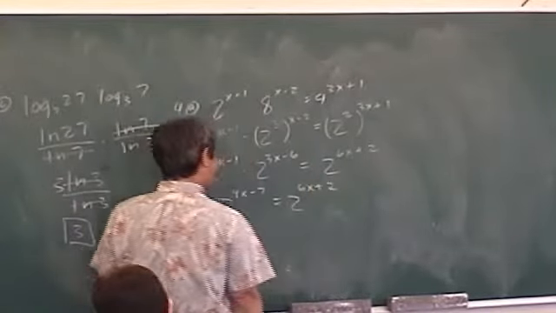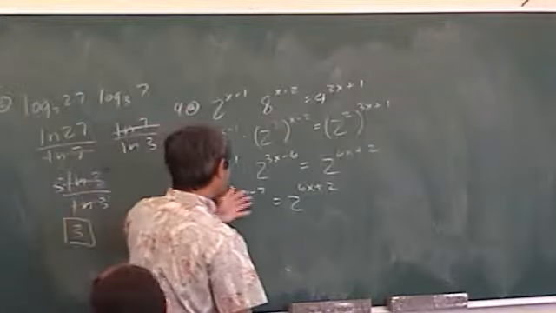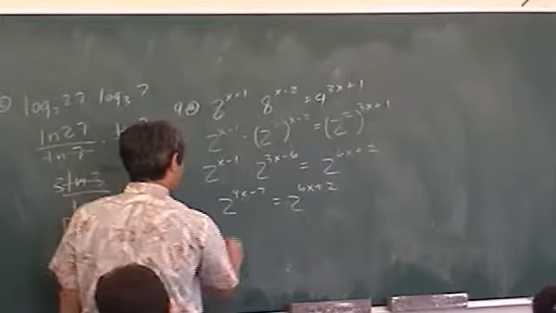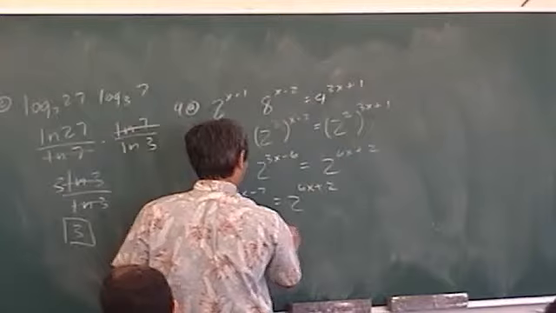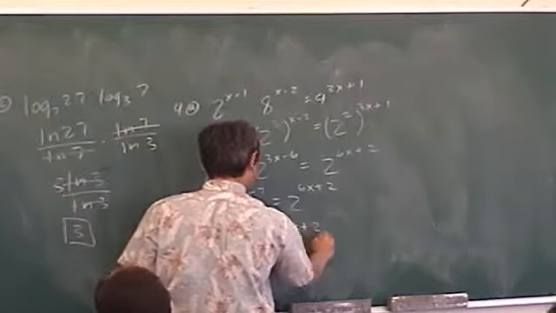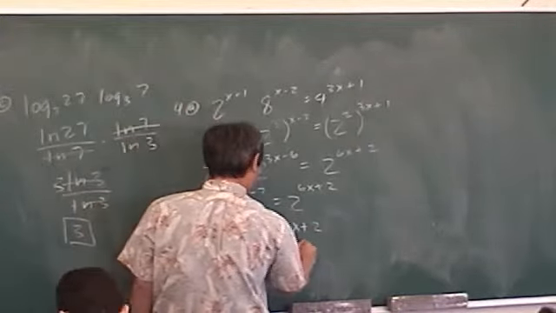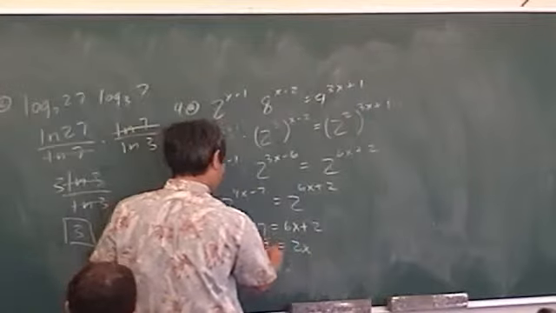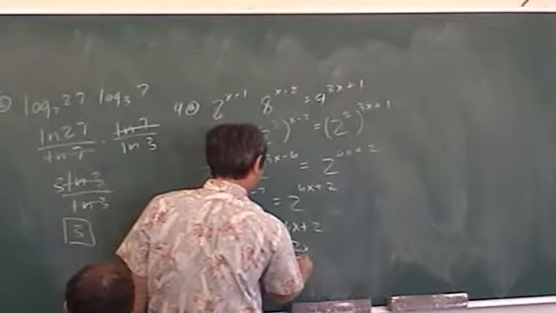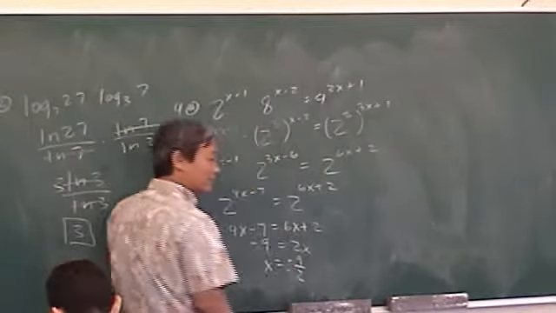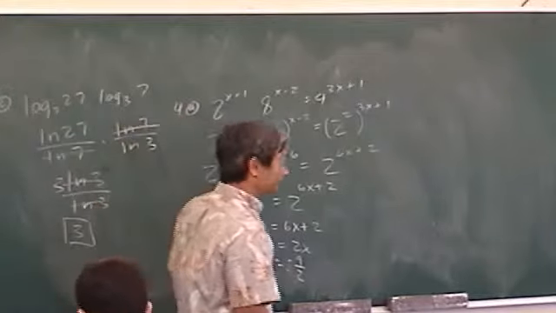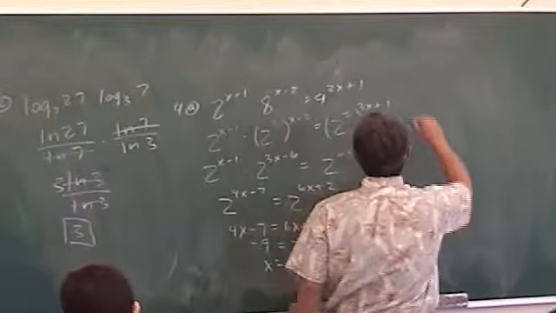And then now you just use common sense. If 2 to the gorilla equals 2 to the banana, gorilla equals banana. And how do you solve for x? Put all the x's on one side, bring this over, divide by 2, x equals negative 9/2. That's the answer. Yes. B.